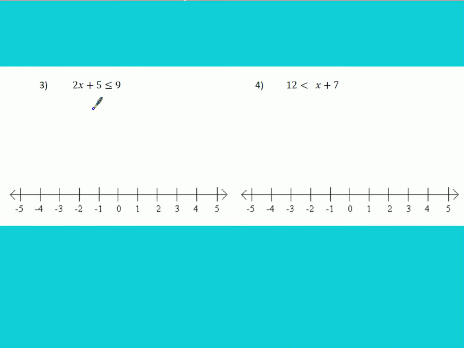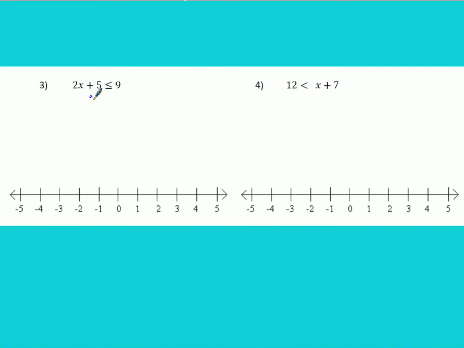Now we have some two-step inequalities. At least in this next example here, we have 2x plus 5 is less than or equal to 9. So remember, when you're dealing with a two-step equation, we always looked for the constant first. It's going to mean the same thing here. We need to get rid of the constant from the side with our variable first.